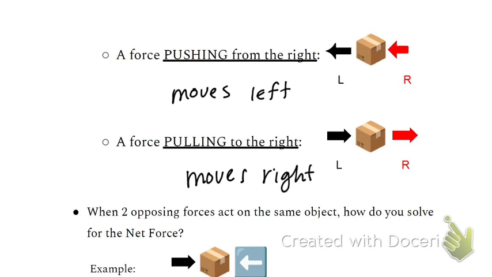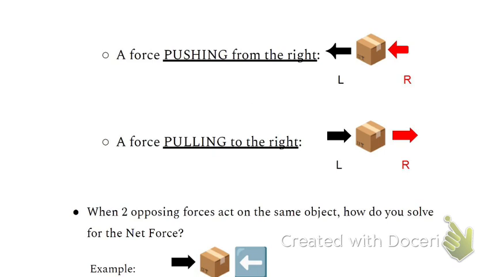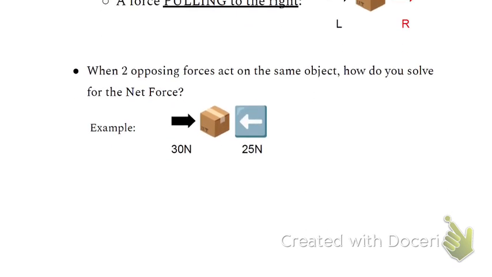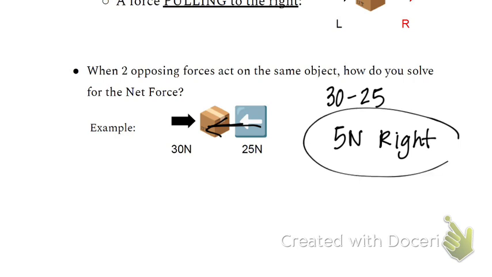All right, and then we have two opposing forces. How do you decide net force? You have to subtract. Okay? 30 minus 25 leaves 5, but you also need a direction. So this is 5 newtons which way? Right. So the 25 is smaller, so the 5 is going to keep going to the right. So you need to subtract to find the net force.